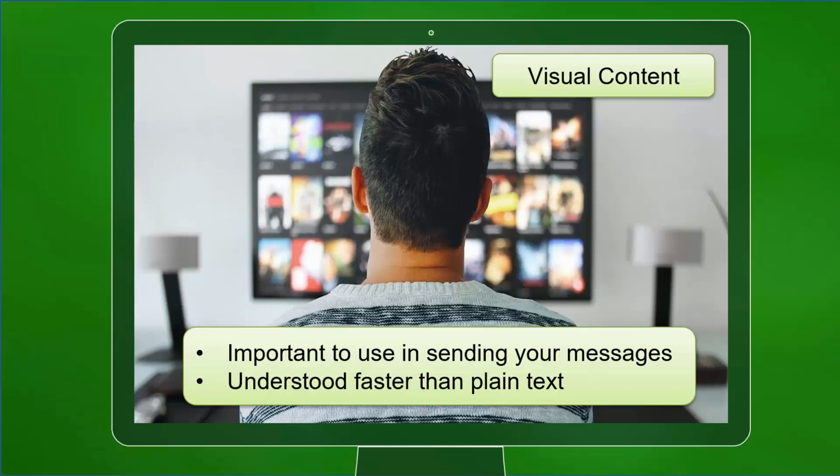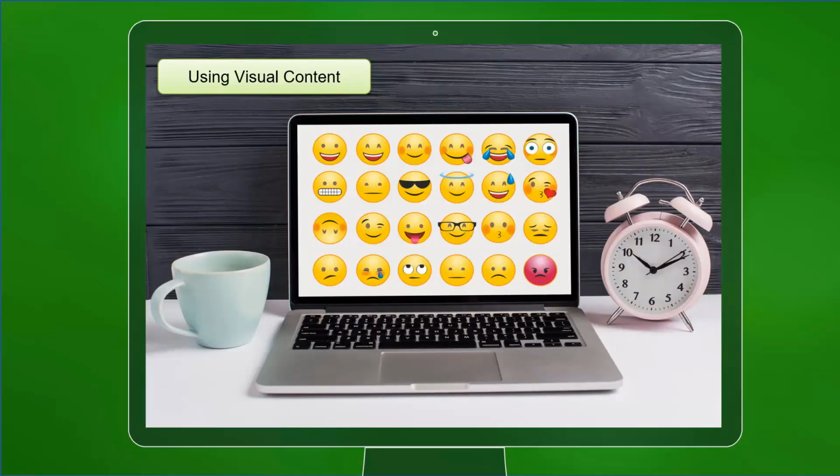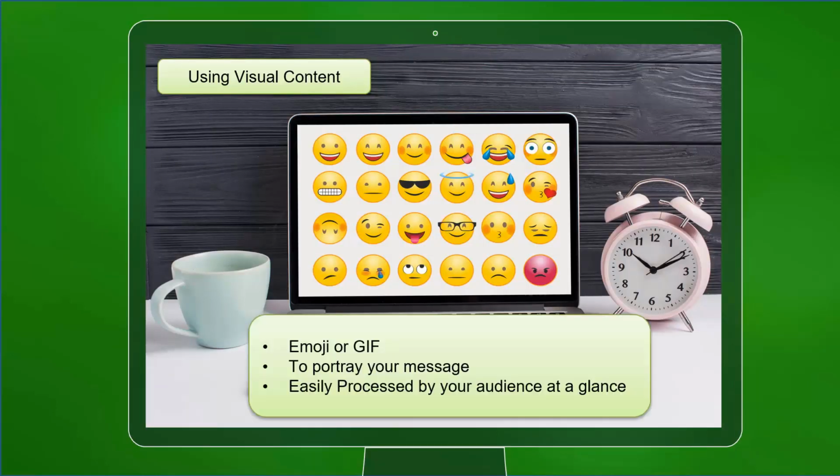Visual content is important to use in sending your message across all ages since it's understood faster than using plain text. People's attention span is getting lesser and lesser nowadays. Using visual content such as an emoji or GIF to portray your message can be easily processed by your audience at a glance rather than writing it as a text-based message.